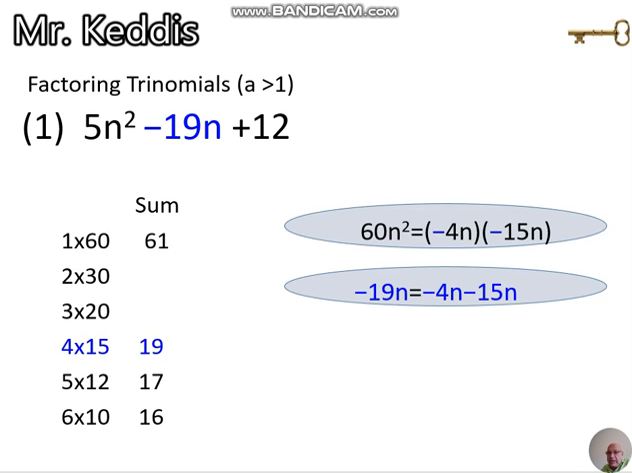Please, you can pause and take notes. The product is 60n squared, which is negative 4n times negative 15n, and negative 4n plus negative 15n gives negative 19n, the same as the middle term. I'm going to replace the middle term here by negative 4n and negative 15n, and I start factoring by grouping.